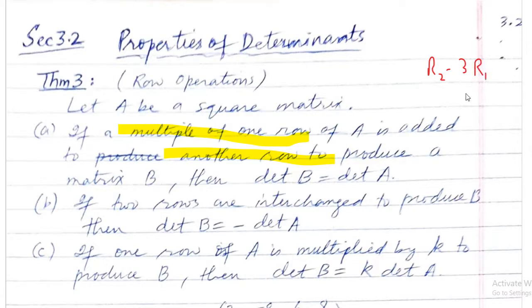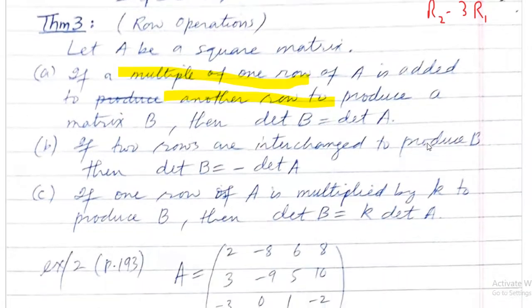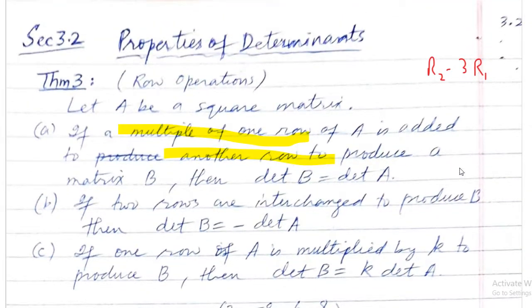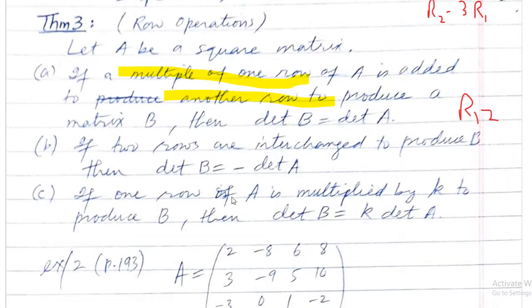If you do this operation, the value of the determinant will not change. But if you interchange two rows, R1 and R2, meaning swap row 1 with row 2, then a minus sign will come outside. So you have to be careful to bring a minus sign when you swap two rows.